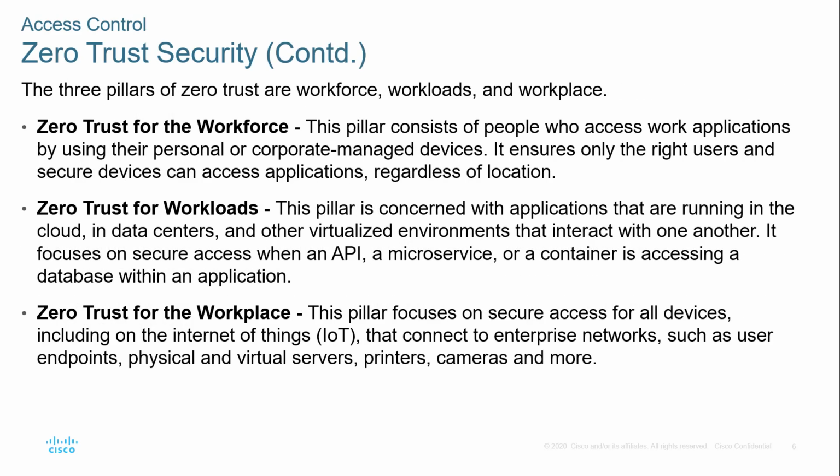So there are three main pillars for the zero trust framework. That is zero trust for the workforce, zero trust for the workload, and zero trust for the workplace. So workforce, this is the pillar consisting of the staff, the people, the management. Regardless of location, you should be able to secure anything that the workforce deals with directly.